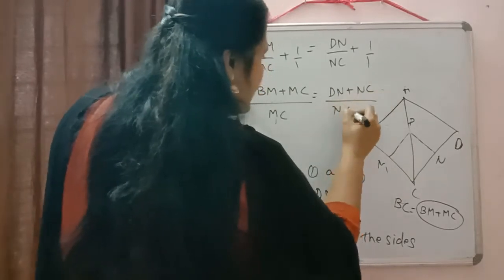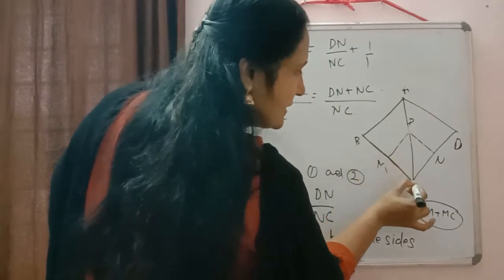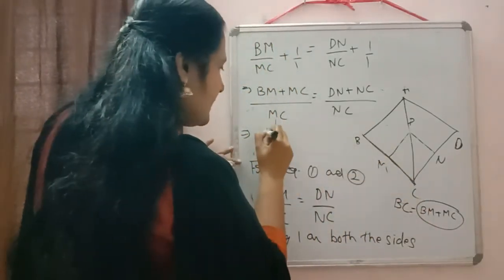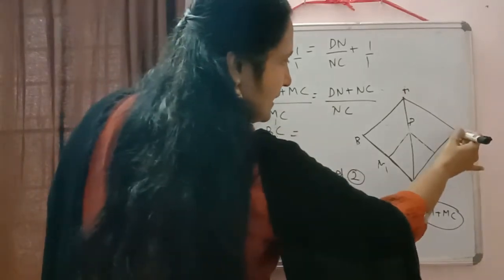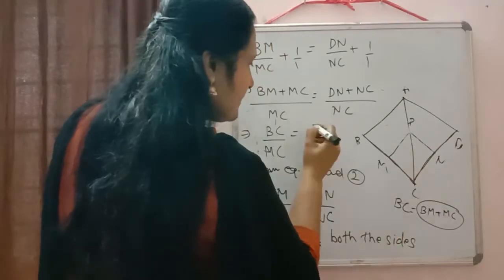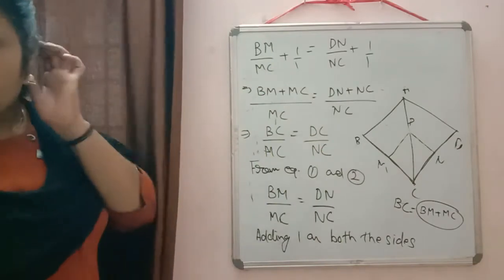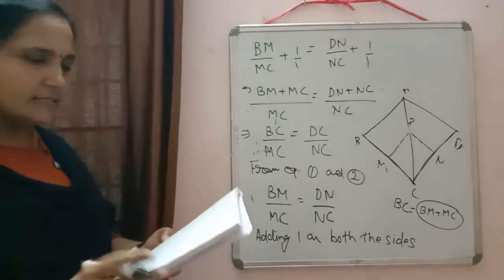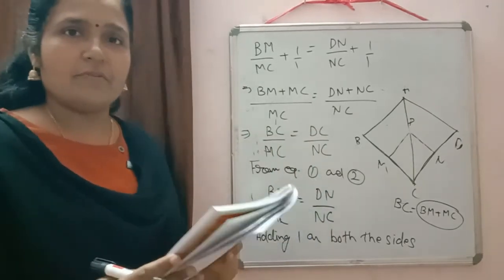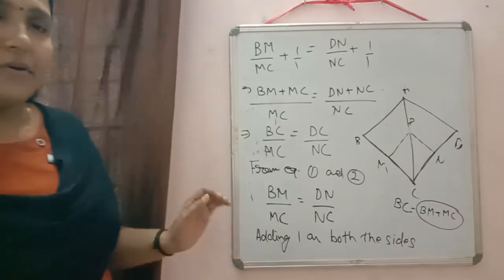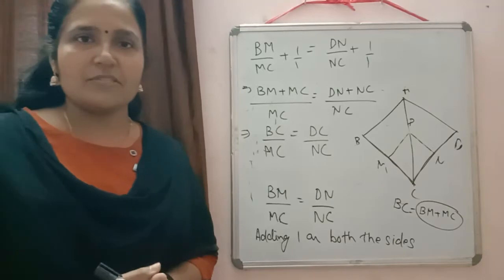NC by NC. Now check in the figure. BM plus MC, that line segment is BC. So BC by MC is equal to DN plus NC, that is equal to DC. DC by NC. So we got BC by CM or MC is equal to DC by NC. That only we have to prove. So I think this question is clear to you. How to do this one? Clear? Okay. So we'll move to the next question.